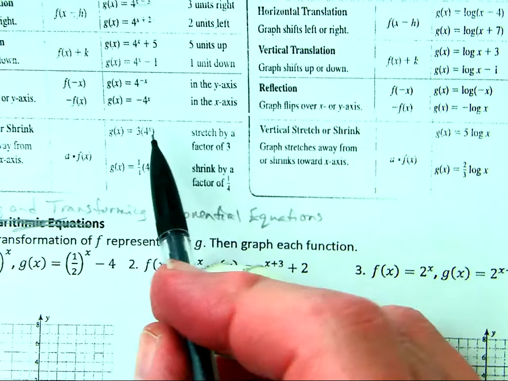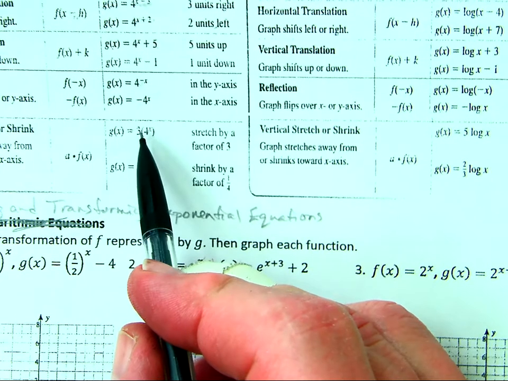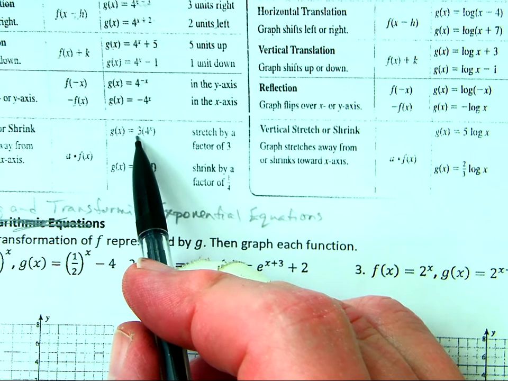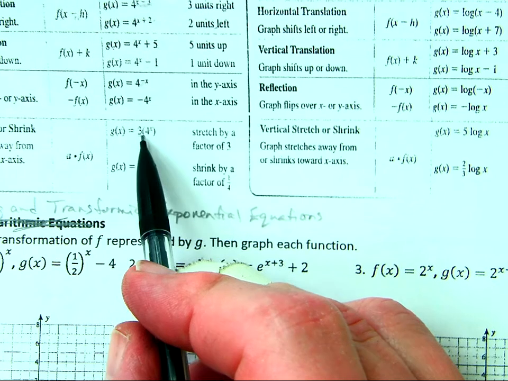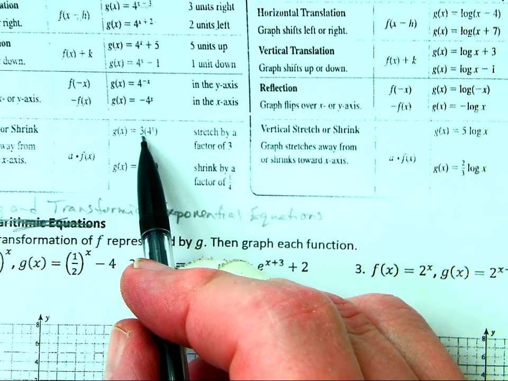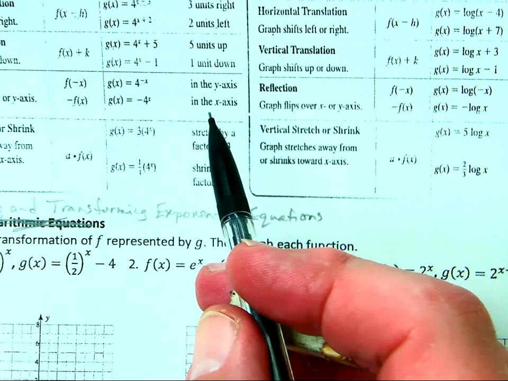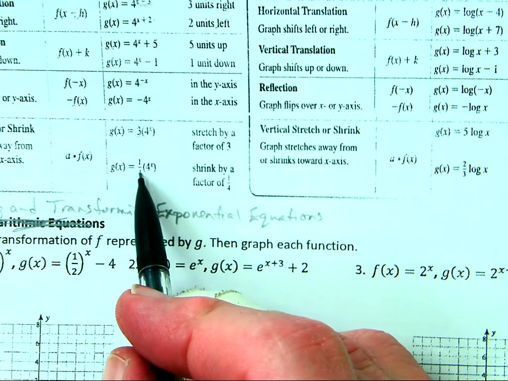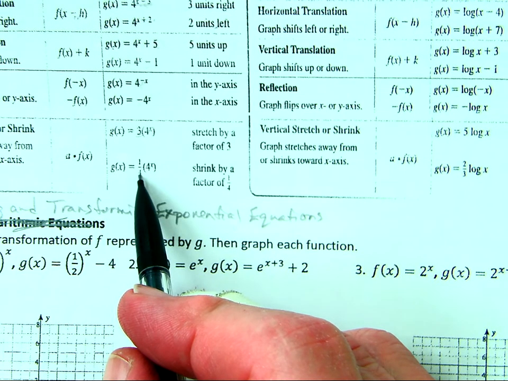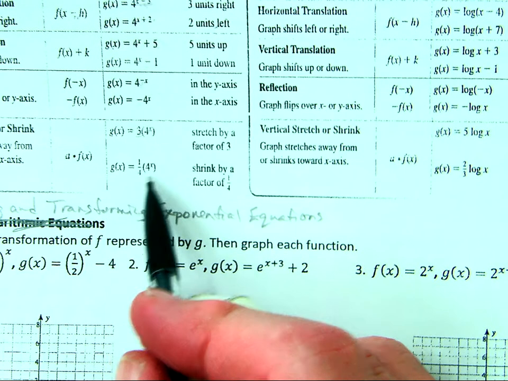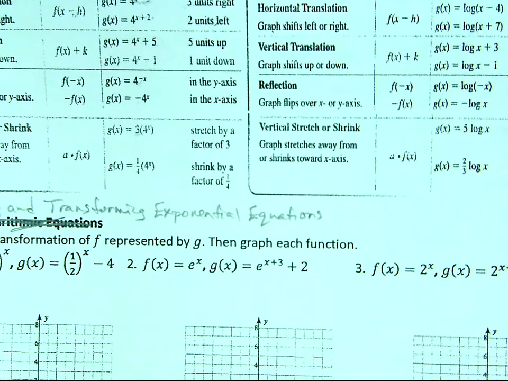Then, if there's a number out in front, like here it's multiplied by 3, again that's on the outside, so it's vertical. So here you would say stretched vertically by 3, and you need all 3 of those things, stretched vertically by 3. Here there's a 1/4 out front, so that would be shrunk vertically by 1/4. Again, when it's out front like that, it's always vertical.